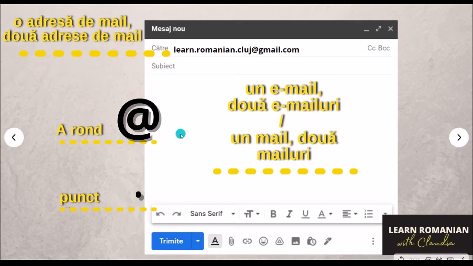The sign is called arond, like a round or something like that. And the dot is simply punct. So, un email, două e-mailuri, un mail, două mailuri, o adresă de mail, două adrese de mail, arond, and punct.